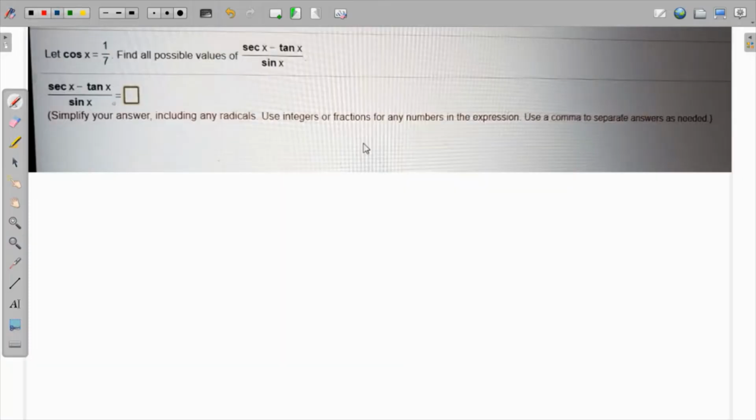This question, cos x is 1 over 7. So we have to find all the possible values of (sec x over sec x minus tan x) over sine x. Okay.